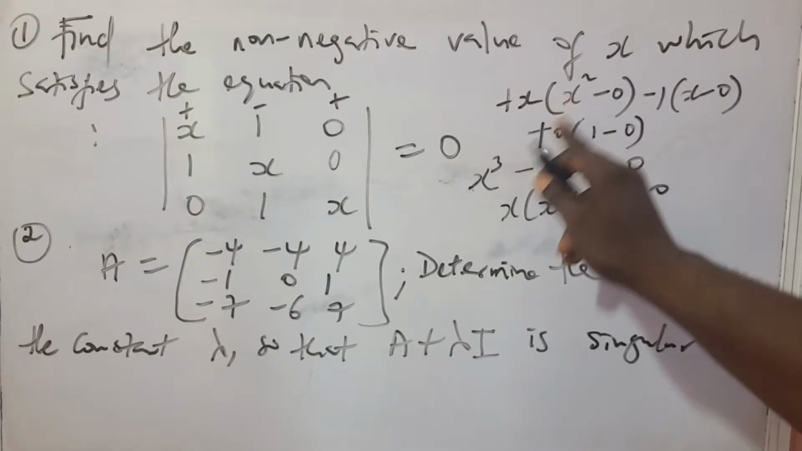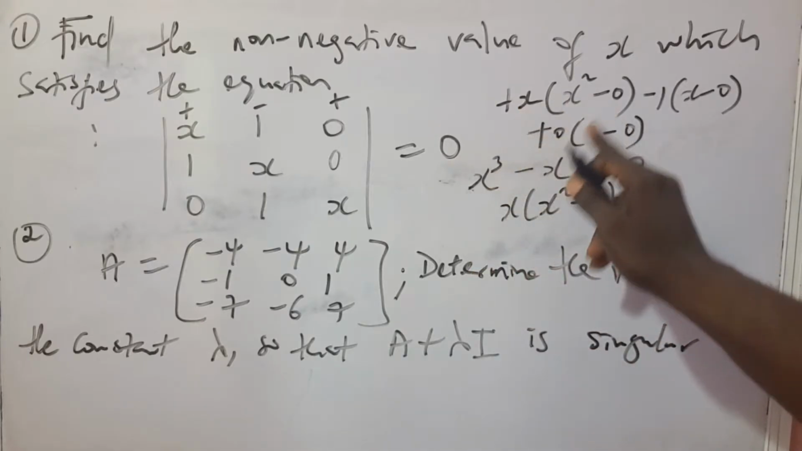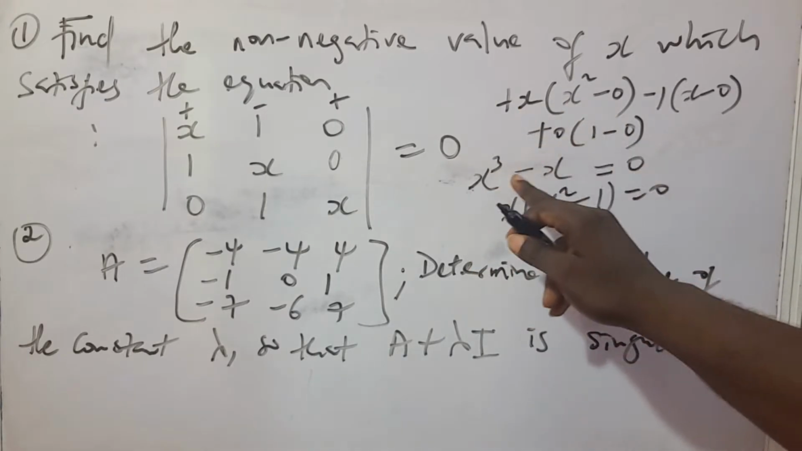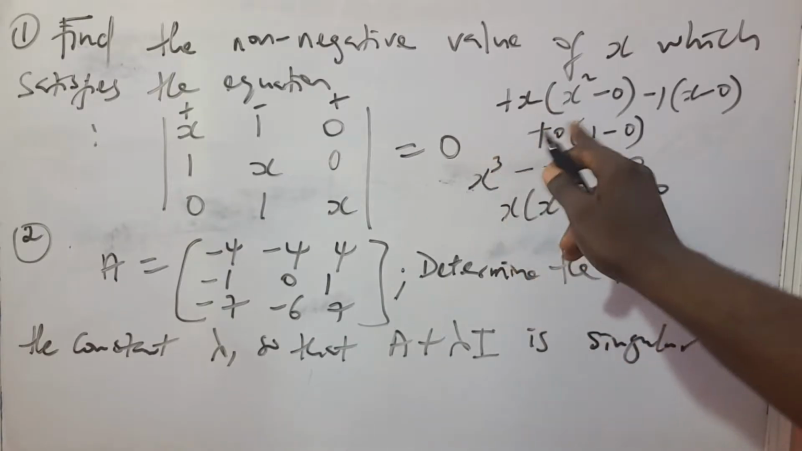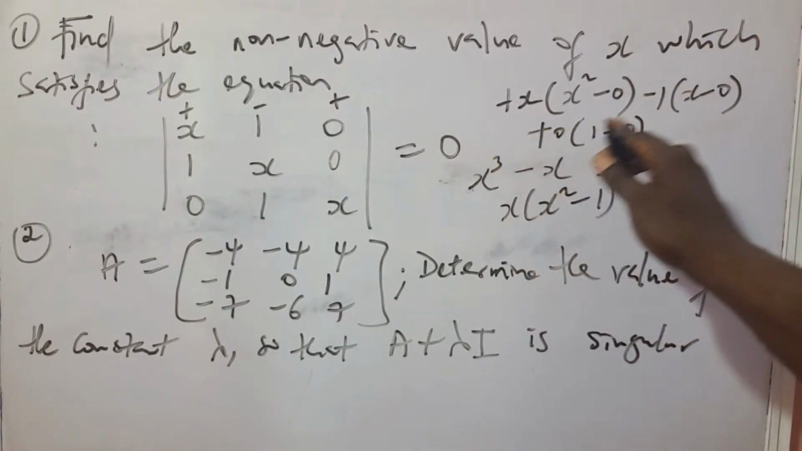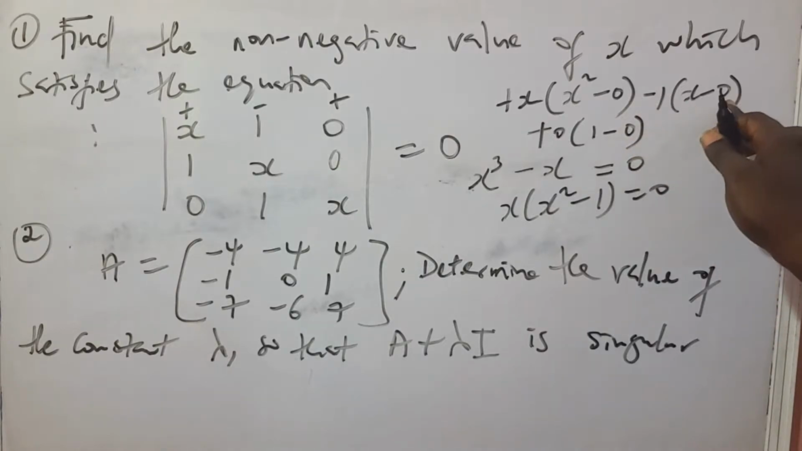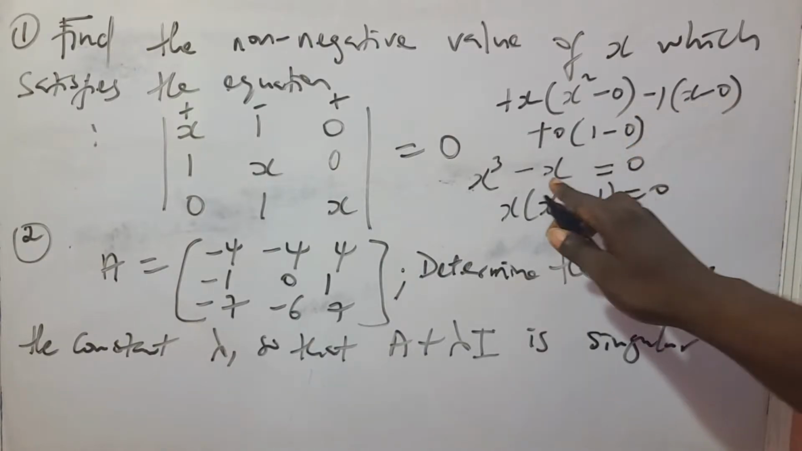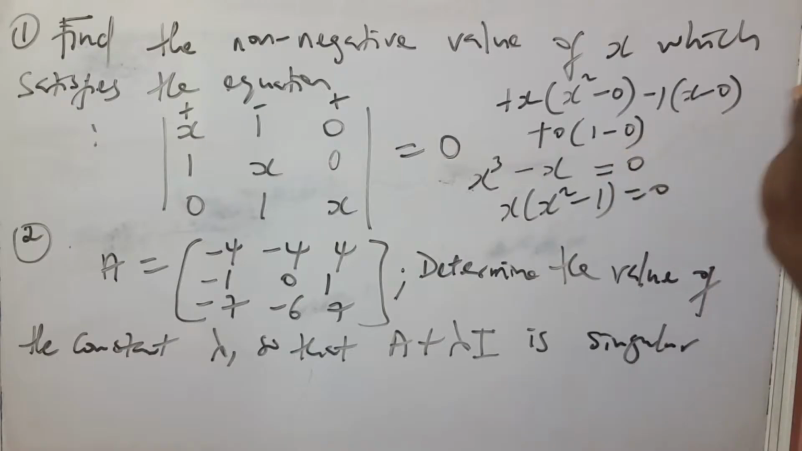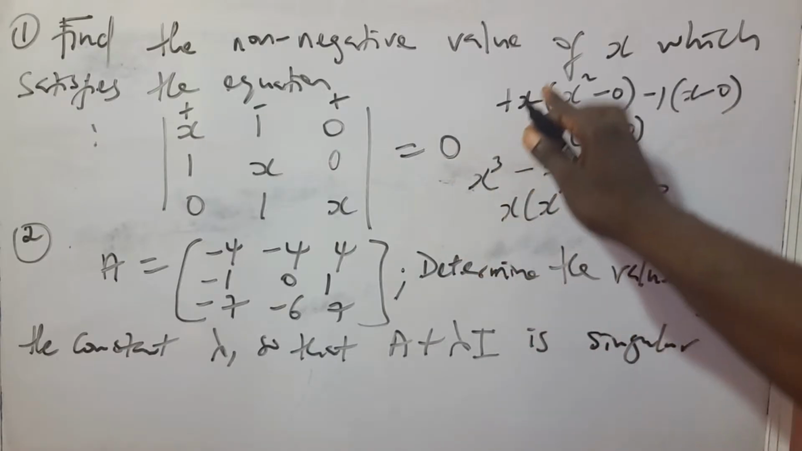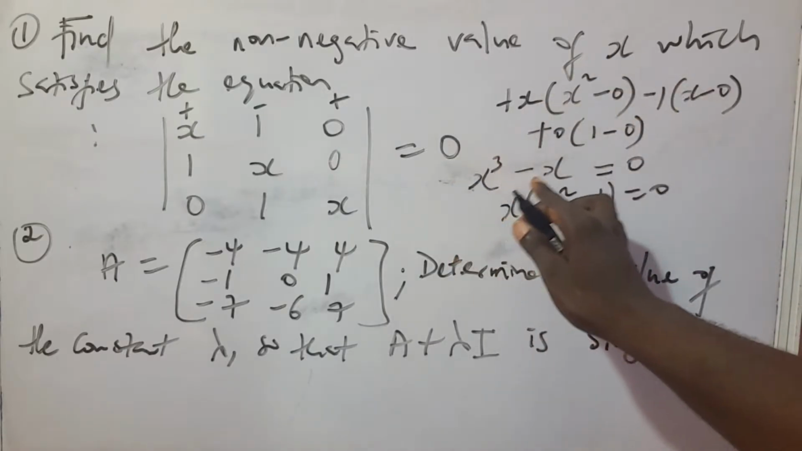x times x squared is x cubed, x times 0 will be 0. So that will be x cubed minus 0. Of course, we don't need the minus 0 again. Minus 1, x minus 0 is x. Minus 1 times x is minus x. All this returns to 0. So this is the result from these calculations: x cubed minus x.